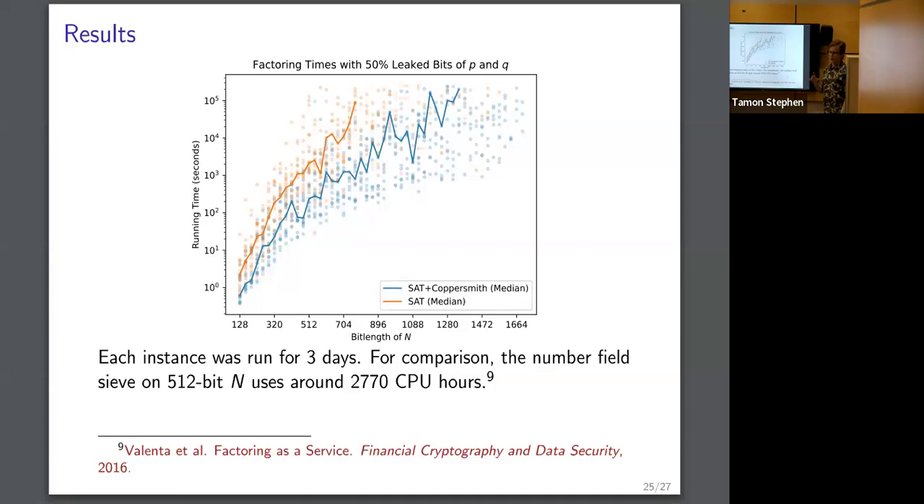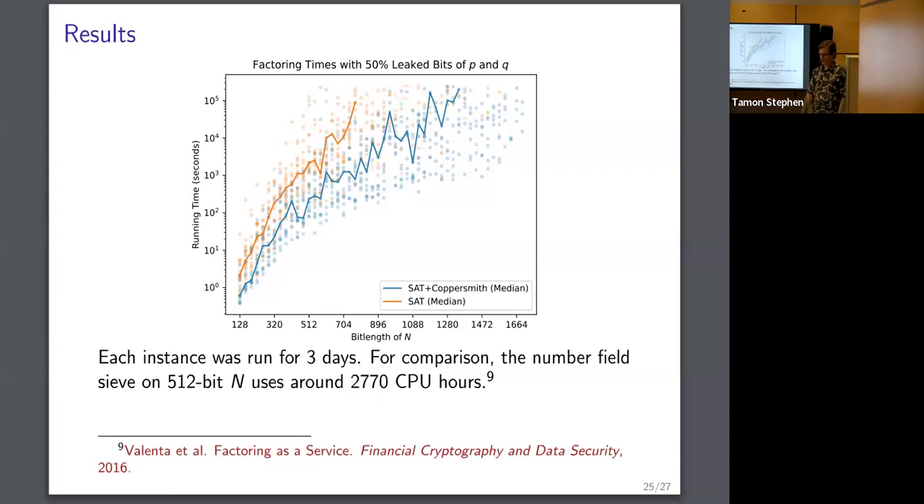Now, if you wanted to compare this with the number field sieve, just for the sake of comparison, right? Again, this is not totally fair. The number field sieve is at a disadvantage here. It doesn't use the leaked bits at all, so it just reduces to a pure integer factorization problem. But just to give you a sense of how much faster this is with the leaked bits, for 512 bits, the number field sieve would run around 3,000 hours, and we're able to do it with Coppersmith in about 100 seconds, and with the pure SAT approach it's around 1,000 seconds, right? So with Coppersmith, it's a 10 times speedup and much faster than the number field sieve.